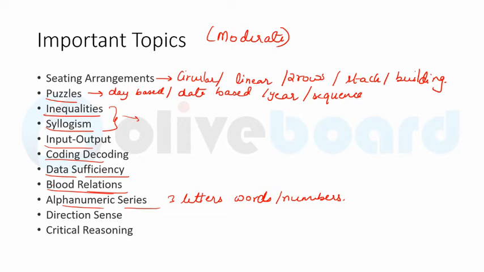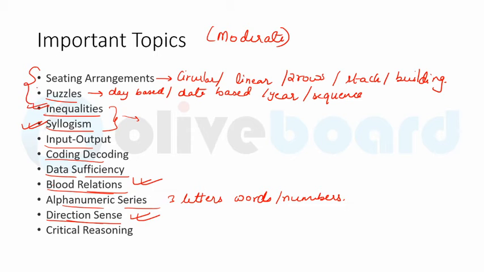Alphanumeric series can be asked, a series of three-letter words can be asked, or it can be on numbers also. Apart from that, direction sense is one more important topic for you. So it's either blood relation, either you will get a blood relation question or a direction sense question. Similarly, either you will get an inequality or a syllogism.